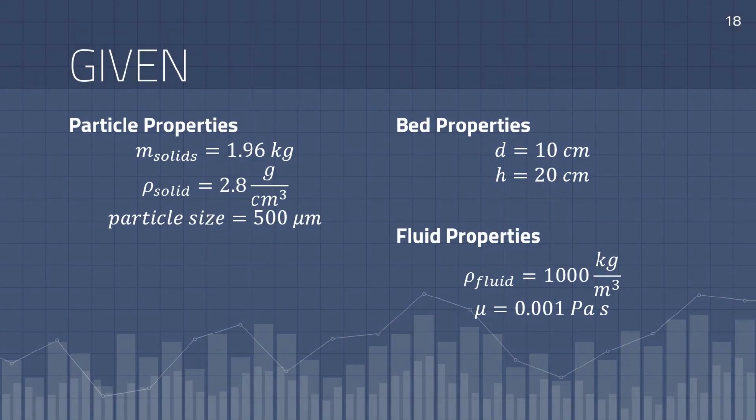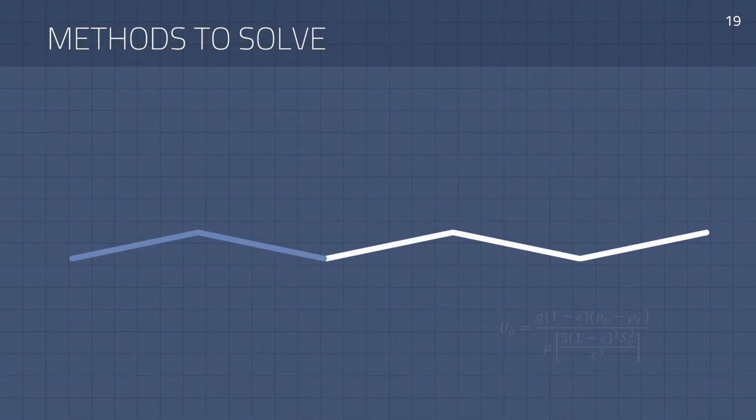So here, we are given the particle properties with a mass of 1.96 kilograms, a density of 2.8 grams per cubic centimeter, the particle size of 500 micrometer, and the bed properties with a diameter of 10 centimeter and a height of 20 centimeter, and the fluid properties with a density of 1000 kilogram per cubic meter and the viscosity of 0.001 pascal second. So, what is our approach in solving this problem?